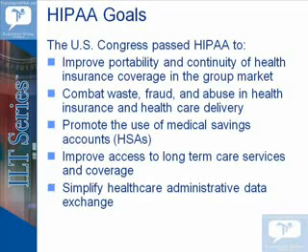Finally, the purpose was to simplify healthcare administrative data exchange, and that is the key purpose behind this series, to talk about the healthcare administrative data exchange and the simplifications that were anticipated as part of this act.